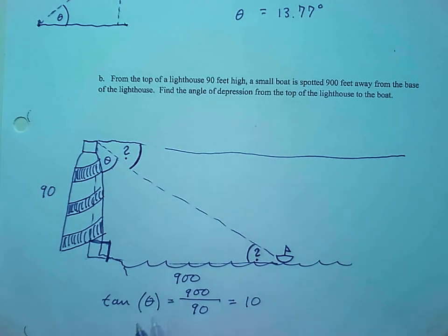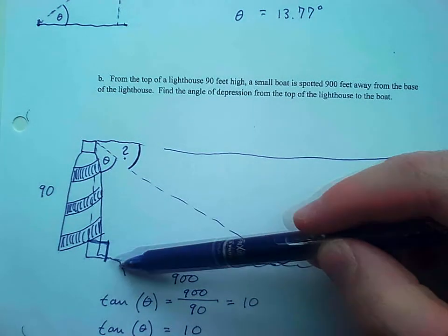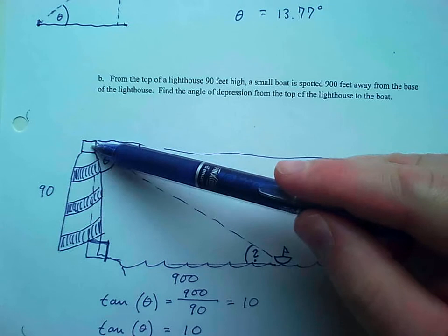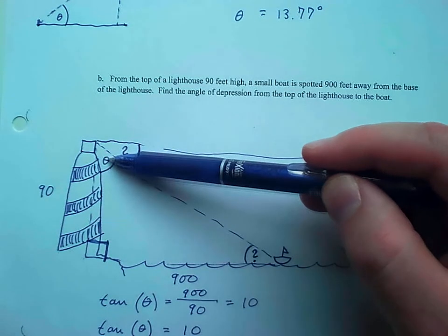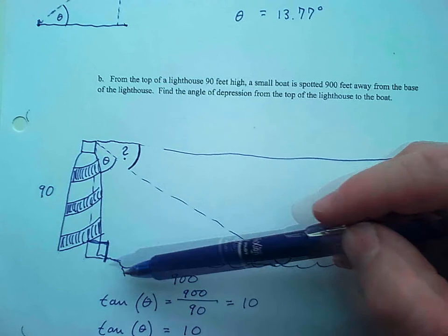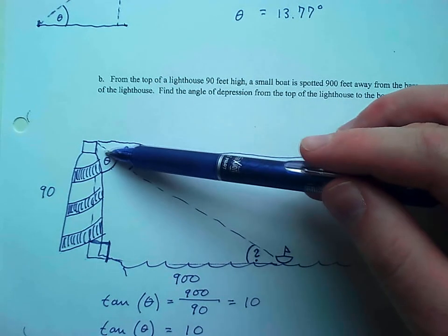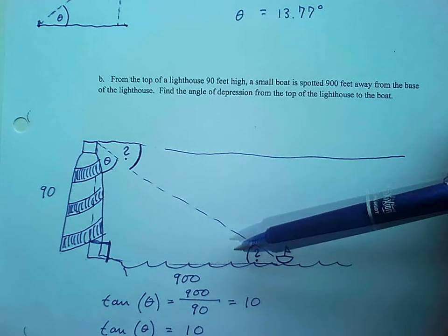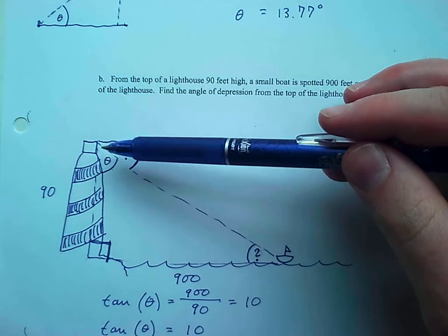So this is equal to 10. So again, we'll have tangent of theta is equal to 10, right? So far all that we have right here is our right triangle. 900 is the length of this side. 90 is the length of this side. I'm using this theta right here, right? Since we have a right triangle, I could use either one that I wanted to. I could use this theta right here, or I could use this question mark right here.